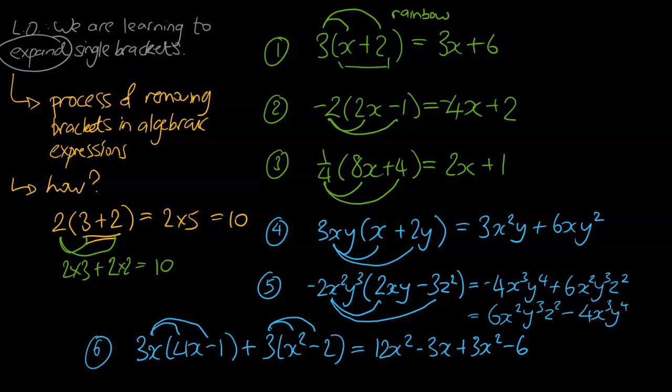We can then group together the x squareds. They can be combined, so that's going to be 15x squared. The 3x, so there's no other x's by themselves, so we'll just put down 3x, and then 6 is the only number. We'll do that as well. So those ones are a bit more complicated.